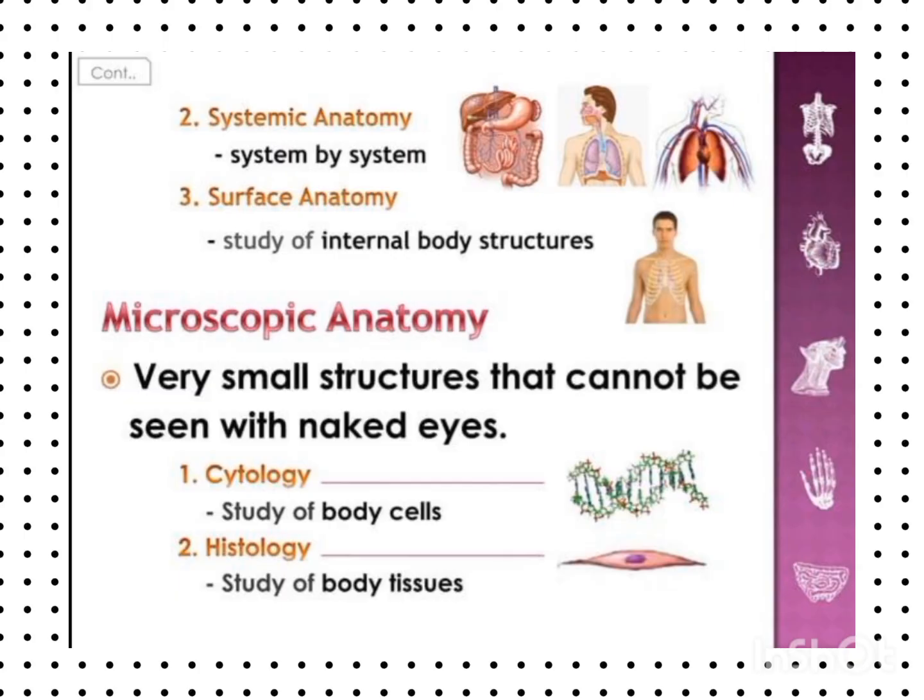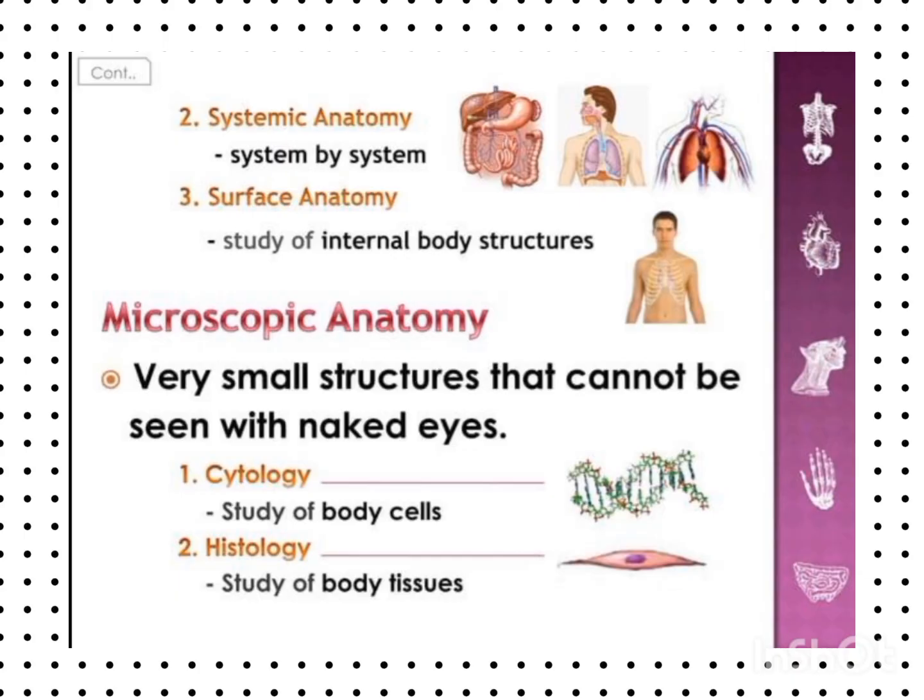Macroscopic means gross, which is large: the study of large body structures, for example the heart, lungs, kidneys, and other large body structures. It can be further divided into regional anatomy, systemic anatomy, and surface anatomy. Regional anatomy deals with all structures in one particular region. Systemic anatomy studies the body system by system.